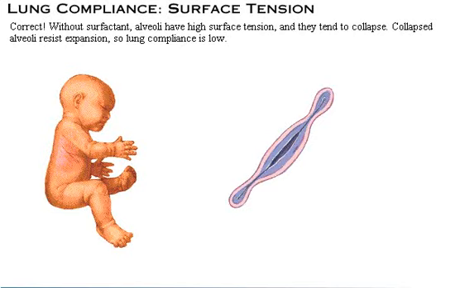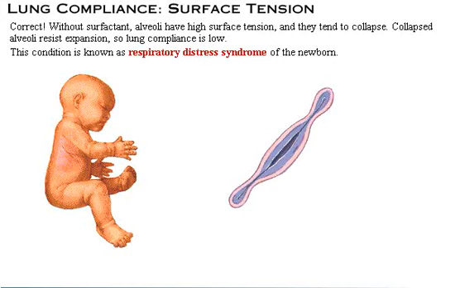Collapsed alveoli resist expansion, so lung compliance is low. This condition is known as respiratory distress syndrome of the newborn. Natural or synthetic surfactant may be sprayed into the infant's respiratory passageways. Surfactant lowers surface tension and increases lung compliance.